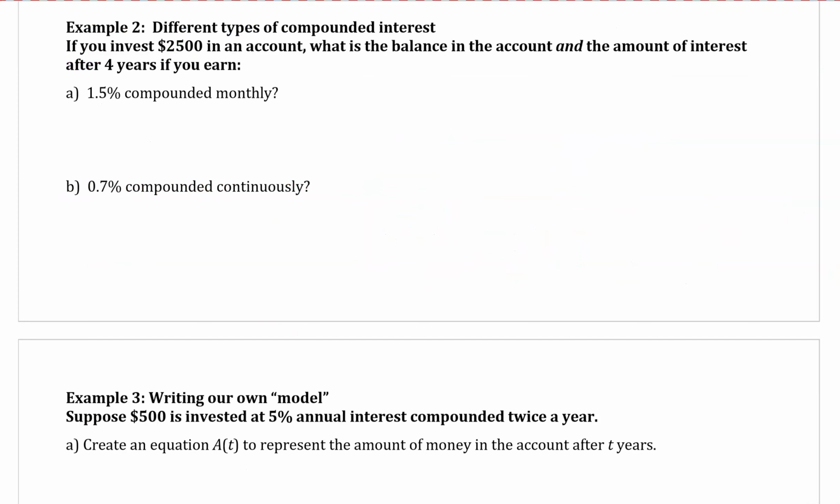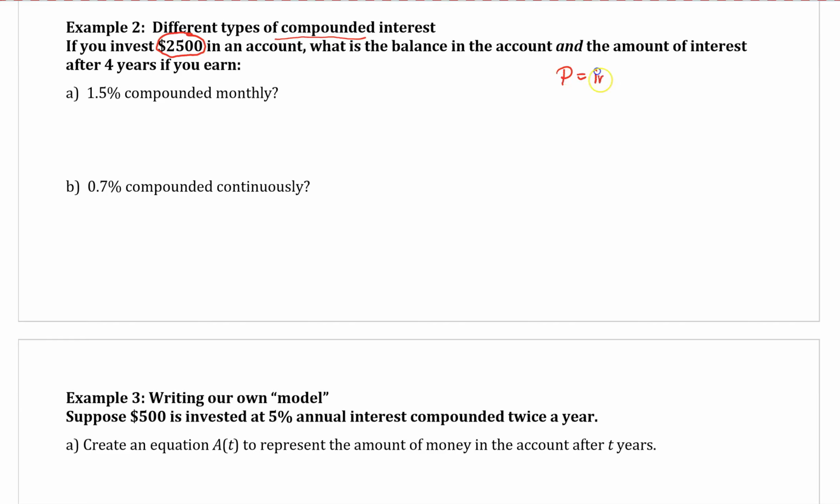All right, so moving on to example 2, I thought we would play around with the different types of compounded interest so you can explore the compounding in intervals as opposed to compounding continuously. So let's just set up the basics. In this example, we're saying that you invest $2,500. So that's going to be our principal.